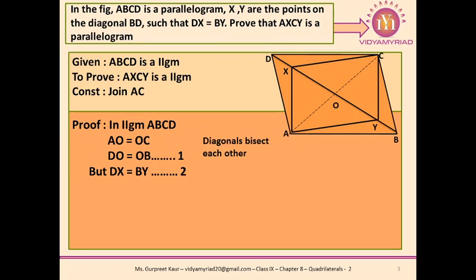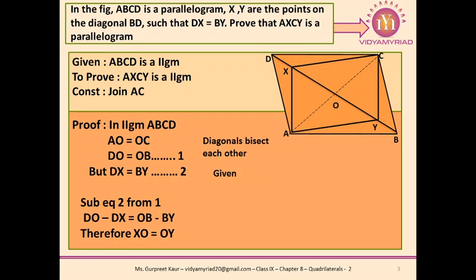Let us subtract. If you look at the diagonal DB, and DO as one part, in that DX is already given equal to BY. So what is the remaining part? XO and OY, that will also be equal. So let us subtract it. We will get XO is equal to OY.